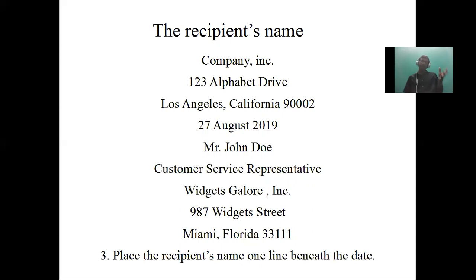My dear students, look at that. First of all, I have written the name of the recipient, then the position he belongs to, that is customer service representative. Then the address of the recipient has come. That's why it is written: place the recipient's name one line beneath the date. Just again, after one line, you can place the recipient's name.